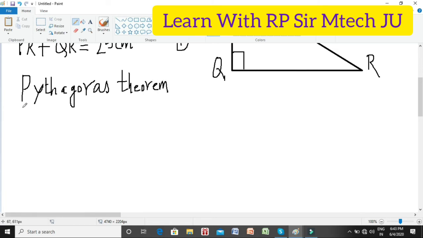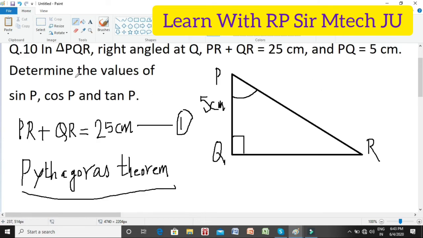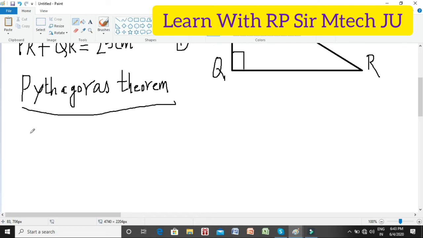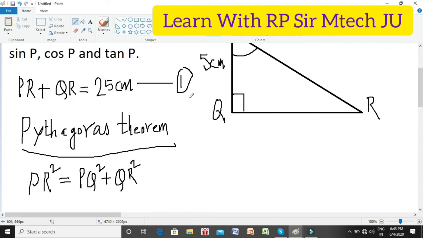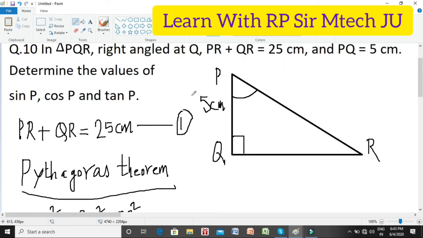So according to the Pythagoras theorem, we can say PR square equals PQ square plus QR square. Now we only have the value of PQ here.